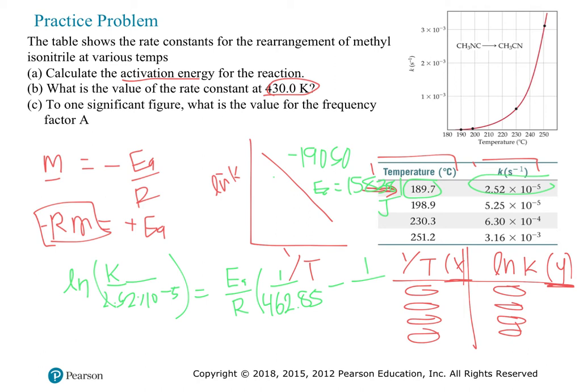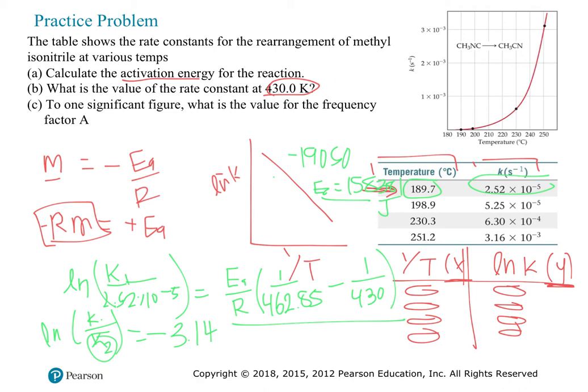That would be T1, since we were trying to find K1. So 430 Kelvin, already in Kelvin. That is nice. So now we're just going to plug in the activation energy that we got earlier, divided by R, times this whole value. And what we get is the ln of K1 over K2, that's the 2.52 times 10 to the negative 5th, equals negative 3.14. So now we need to get K1 by itself.